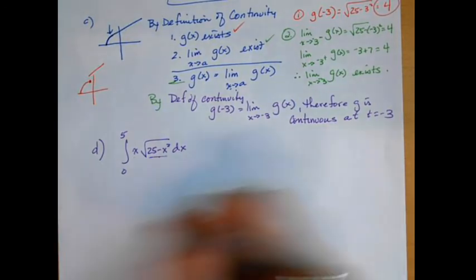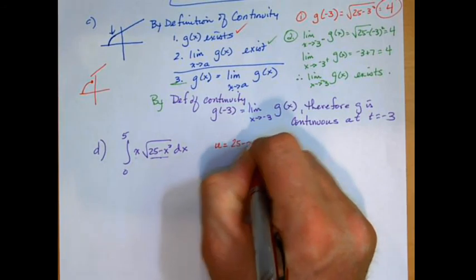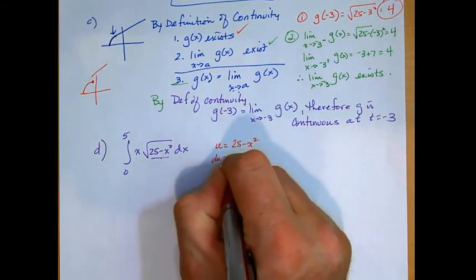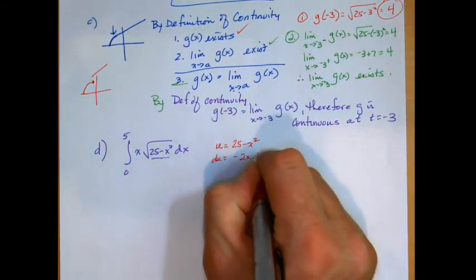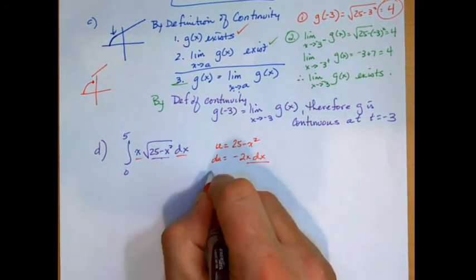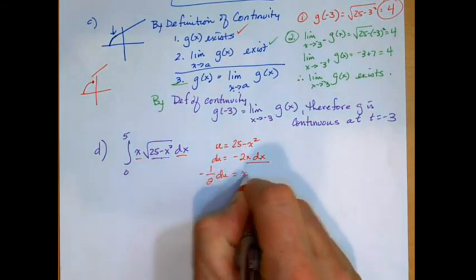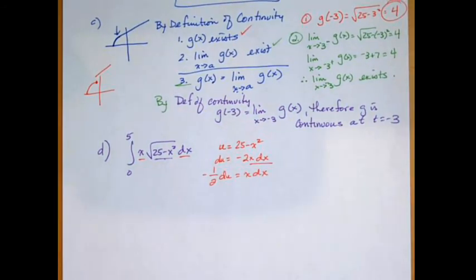So what we're going to do is u sub 25 minus x squared. So du is negative 2x dx. All right, so I can get the x and the dx out of the way. So I get negative 1/2 du equal to x dx. I do it that way. Some teachers do it a different way. They'll do negative 1/2 over dx is equal to x. You're still going to get the same answer.